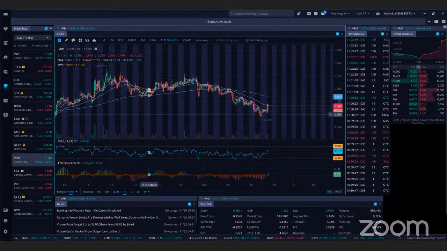What drives me insane is when people get in these plays, whether it's AMC or VRM or any of these small cap plays, CGC, Nokia that we entered today, RKT that we entered today.